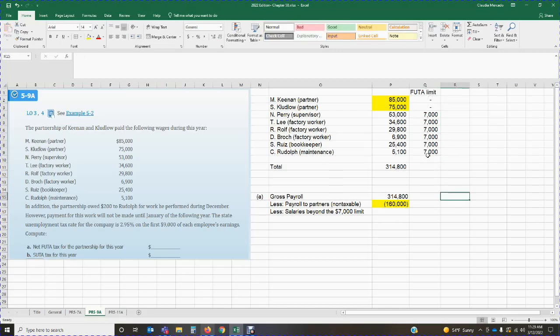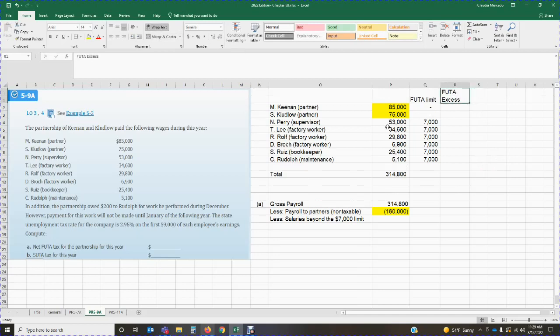This is my limit. Now I need to figure out the excess. How much did they go over? This is my FUTA excess. How much is not taxable? Remember, we only pay FUTA on the first $7,000, so I'm calculating here what I am not going to pay taxes on.